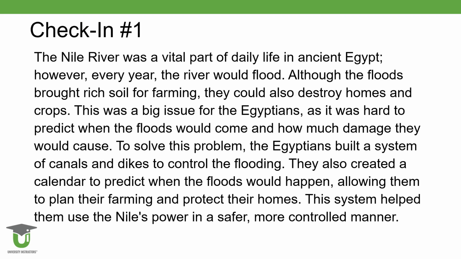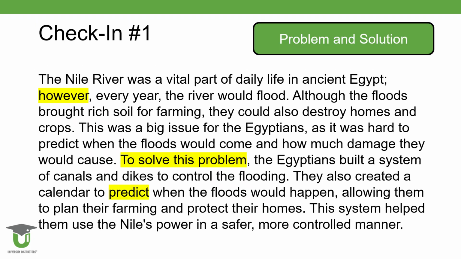When you have identified the text structure, press play to reveal it. This passage has a problem and solution text structure. We know this because the overall purpose is to explain the problem of the Nile River flooding. We also see key words such as however, solve, predict, and problem.